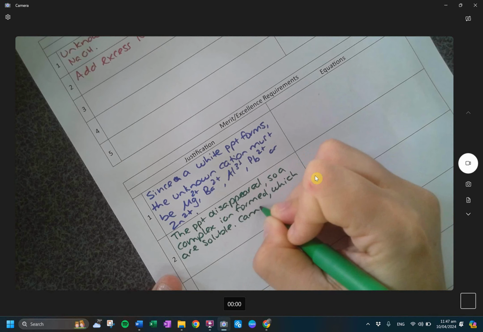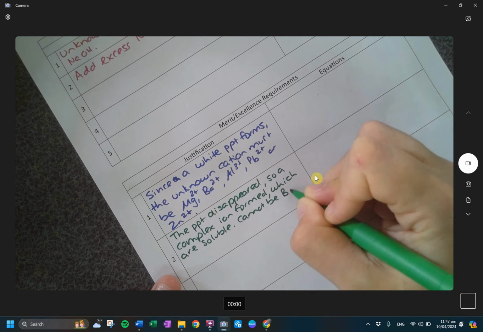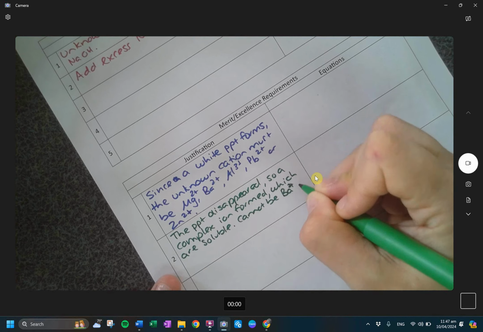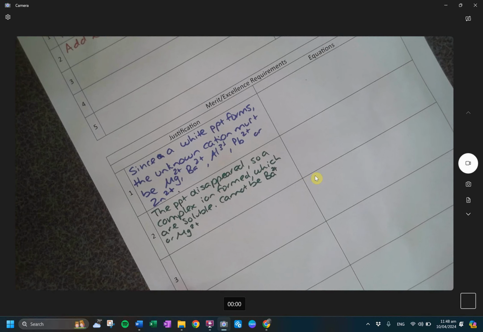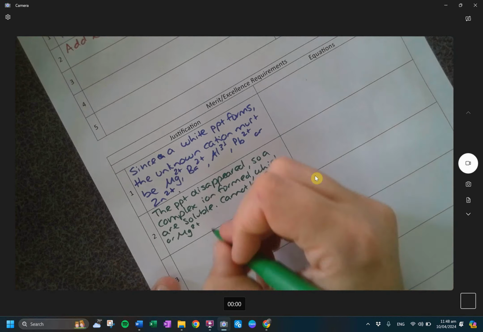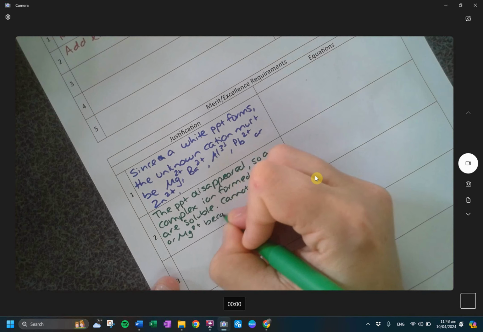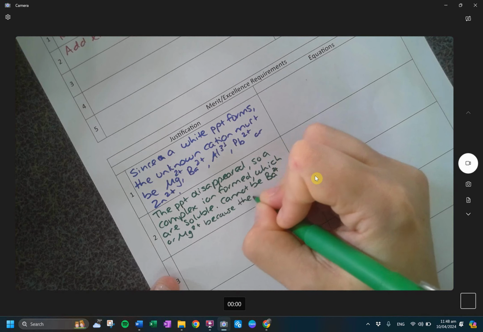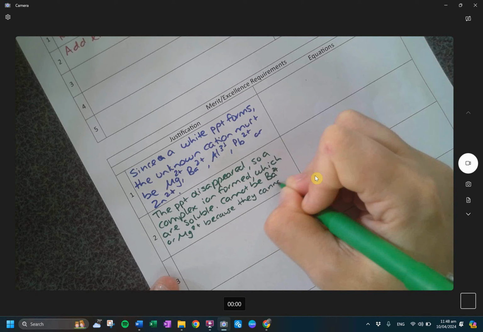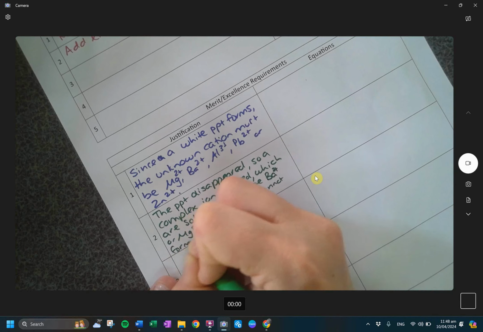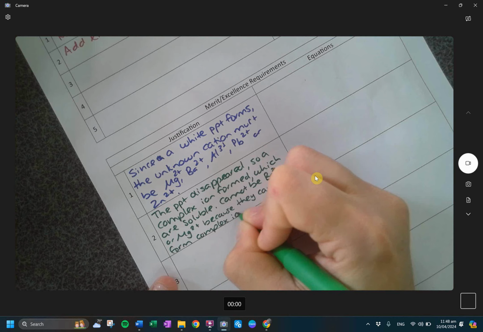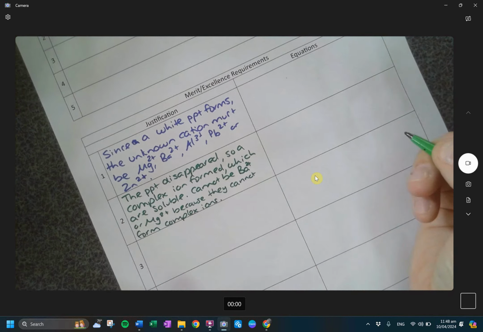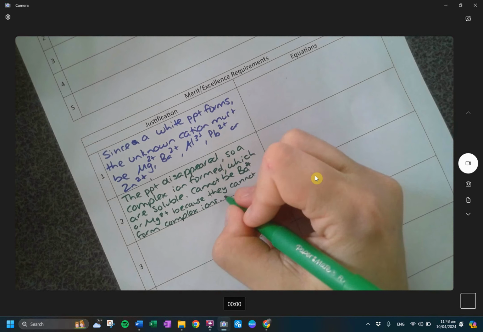Cannot be what? Barium or magnesium. Why? Because they don't form complex ions. So what is our choices? Could be what?